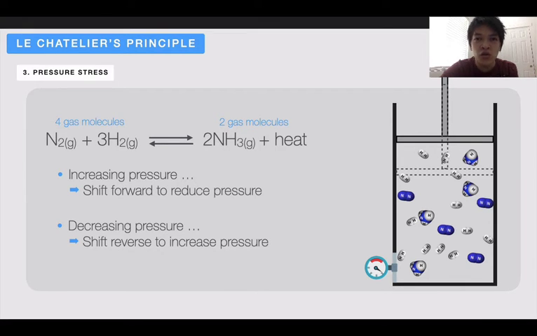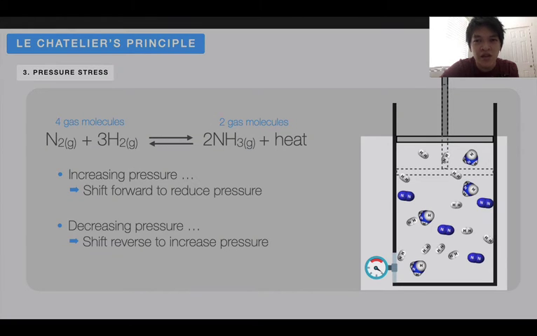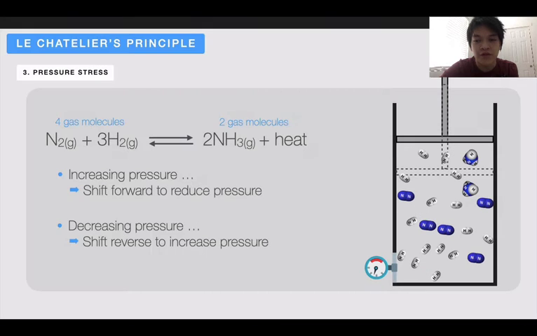So shifting towards the reactant side, or shifting reverse, will create more gas molecules, and in turn, increases the pressure back. Watch what happens in the diagram. Alright, so creating more of those reactant molecules will increase the pressure back. I hope you found this visual aid helpful.